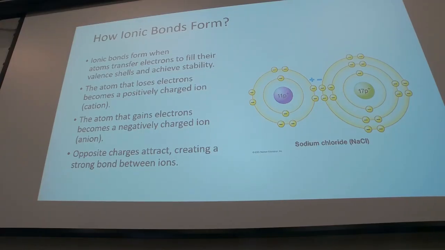So here we have the example of sodium chloride. These are the usual charges that they got after. So this is sodium and this is chloride. So when they separate, this one will receive an electron from this sodium, and then this one will become negatively charged, the chloride, while this one will become positively charged.